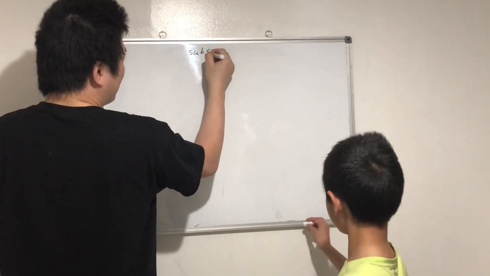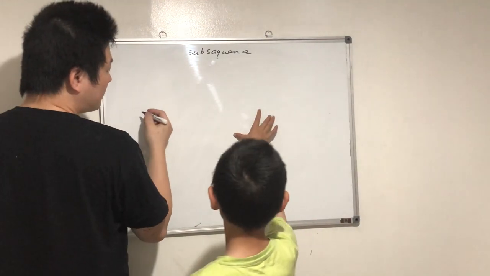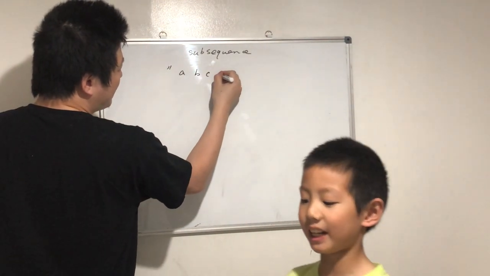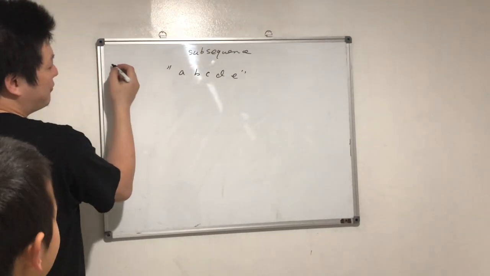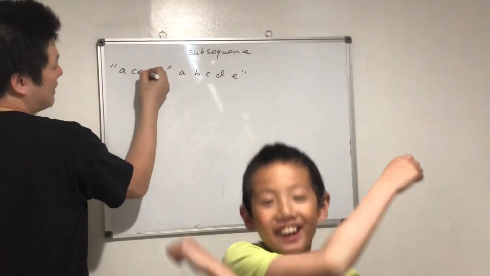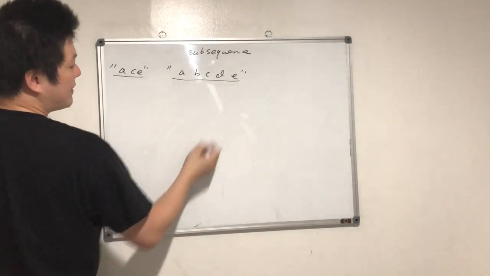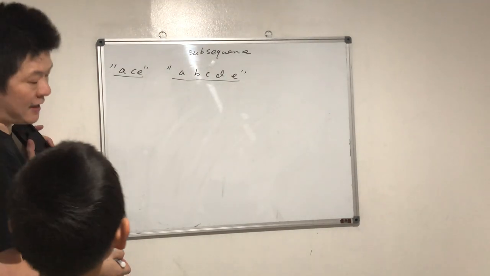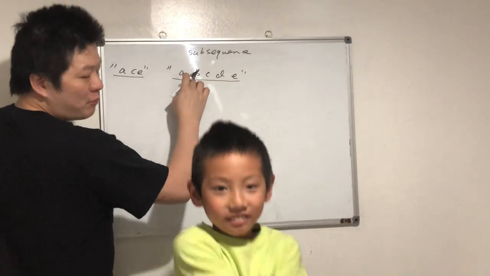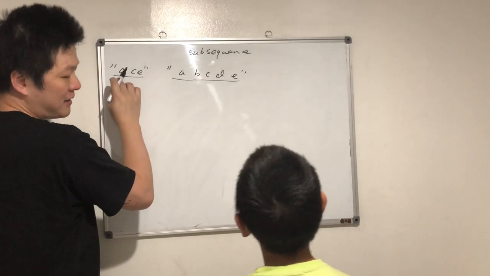What's a subsequence? It's like, you know, A, B, C, D, E, and then we have F, G, H, and so on. Is A, C, E a subsequence of A, B, C, D, E? Yes, it is. Basically, you remove 0 or more characters from this string and it becomes a subsequence.